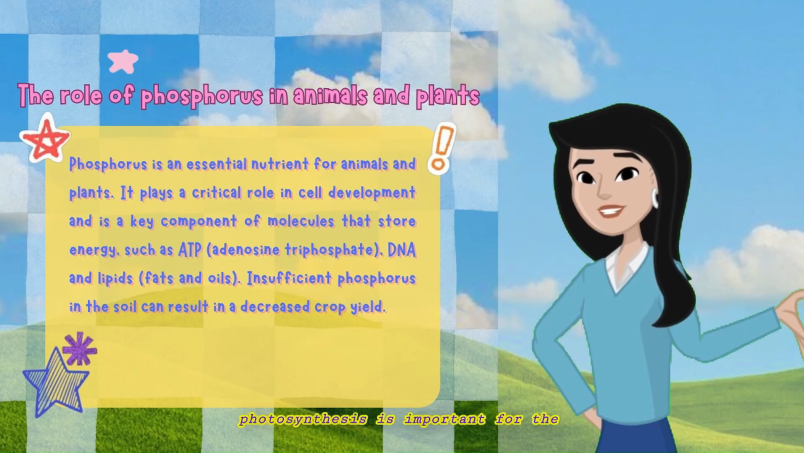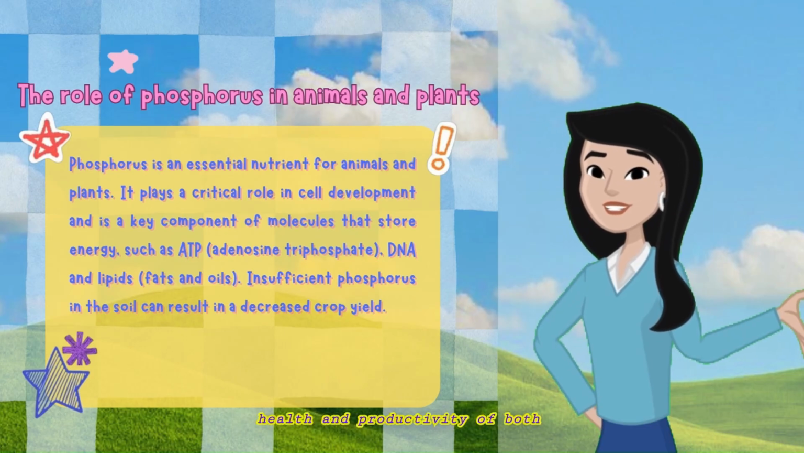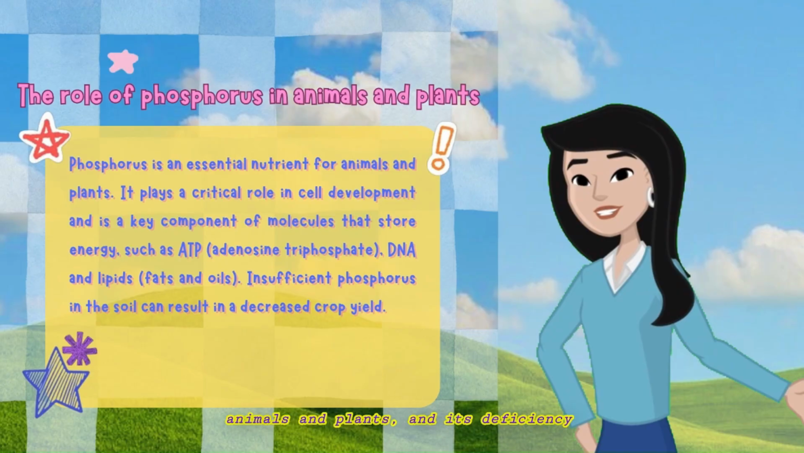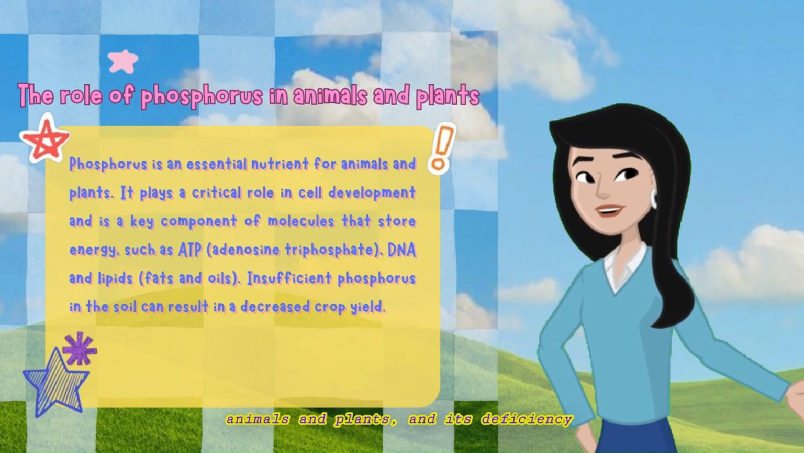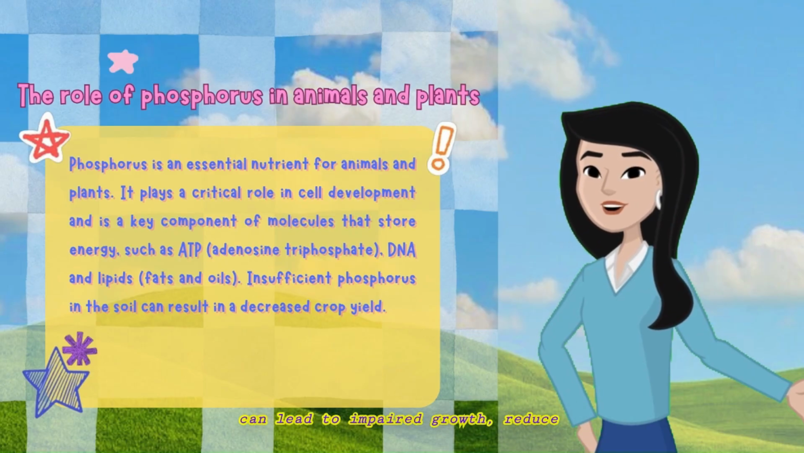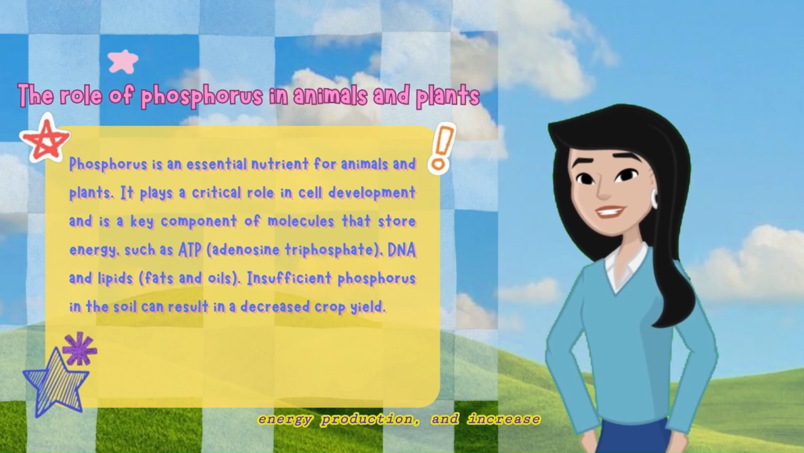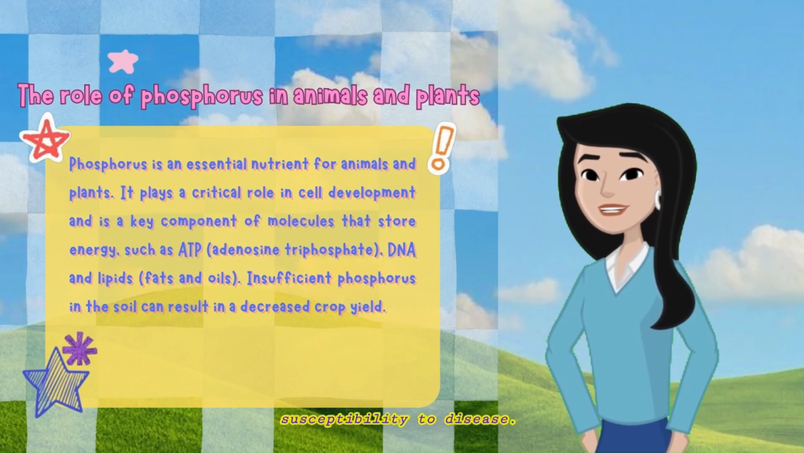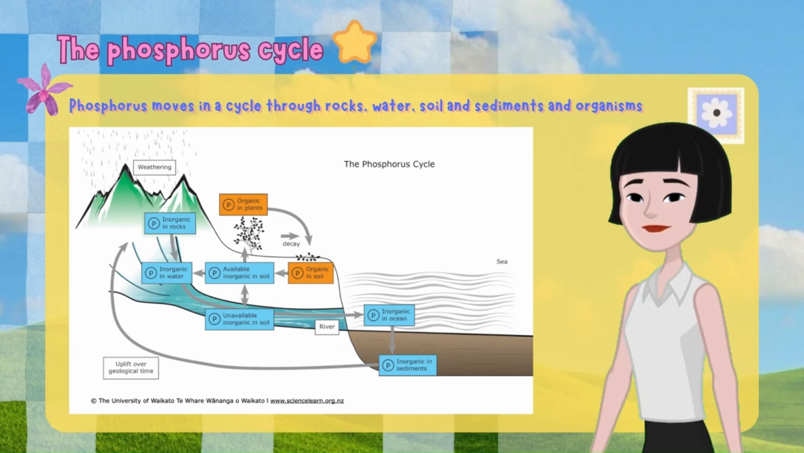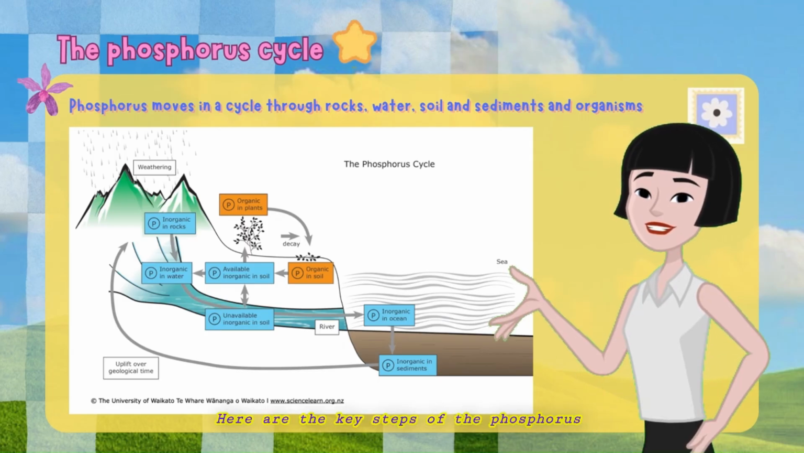Overall, phosphorus is important for the health and productivity of both animals and plants, and its deficiency can lead to impaired growth, reduced energy production, and increased susceptibility to disease. Here are the key steps of the phosphorus cycle.